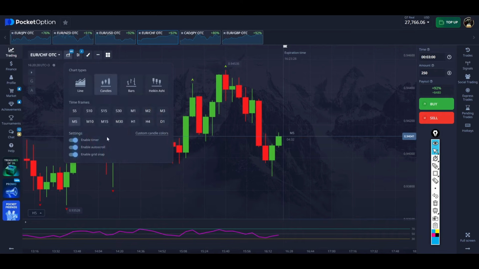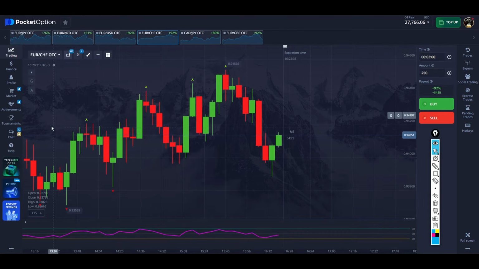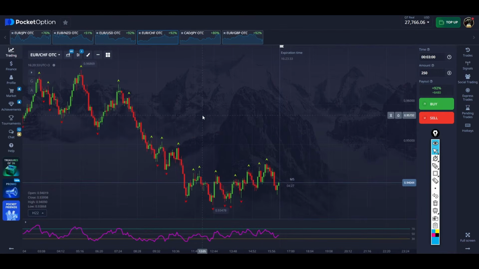From here, I can start analyzing the market on the M5 timeframe, and then switch to M1 to look for more precise entry points.